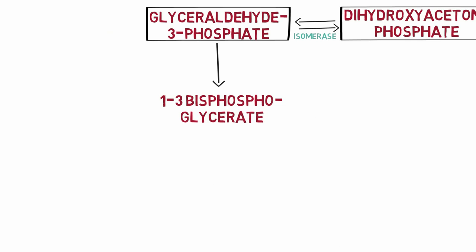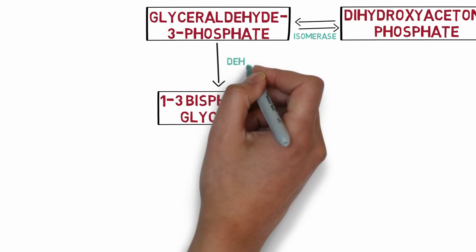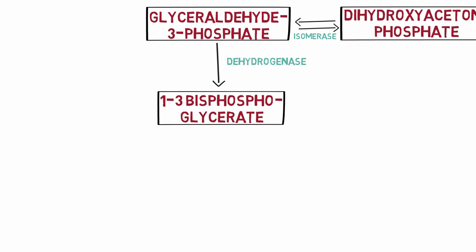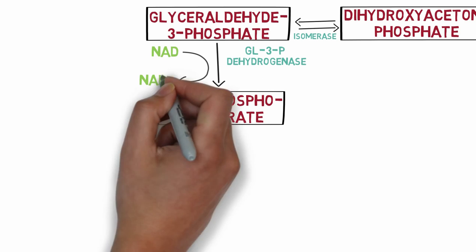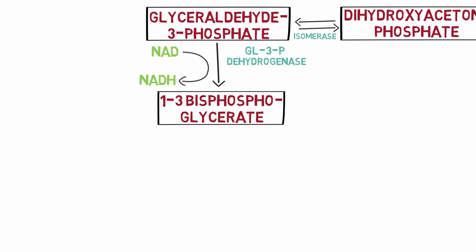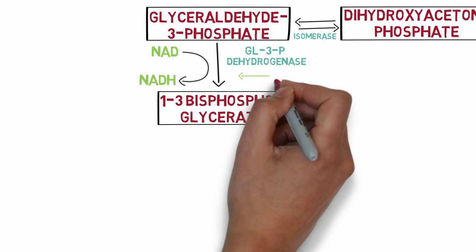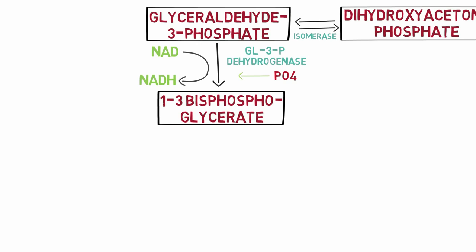In the next reaction, the glyceraldehyde 3-phosphate is converted to 1,3-bisphosphoglycerate. This involves addition of a phosphate group at the first position of the phosphoglycerate. The enzyme that catalyzes this reaction is glyceraldehyde 3-phosphate dehydrogenase. And in this reaction, nicotinamide adenine dinucleotide, which is the coenzyme, is reduced to NADH, which is further utilized in the electron transport chain to produce more energy. Also, this reaction utilizes a molecule of inorganic phosphate.